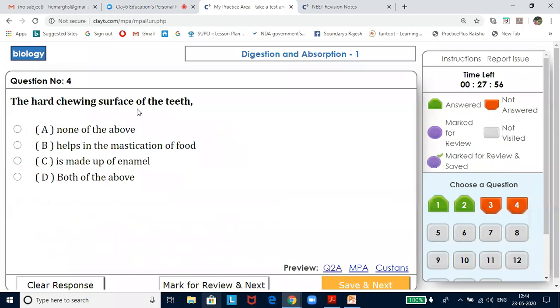The hard chewing surface of the teeth helps in mastication of food, is made up of enamel. None of the above, both of the above. It is both of the above.